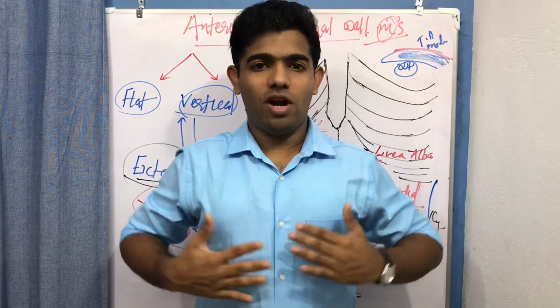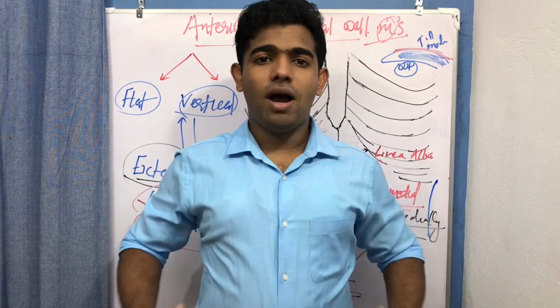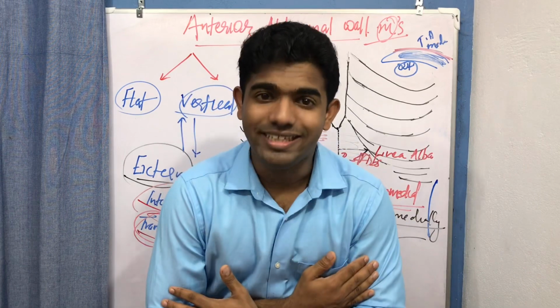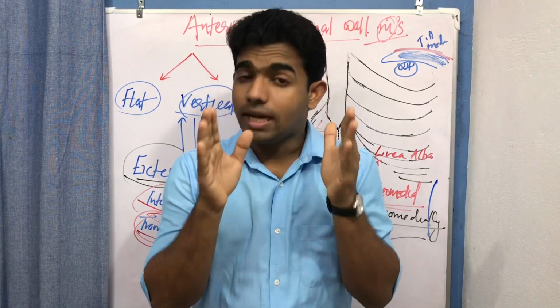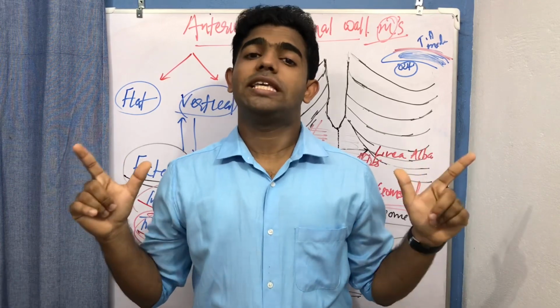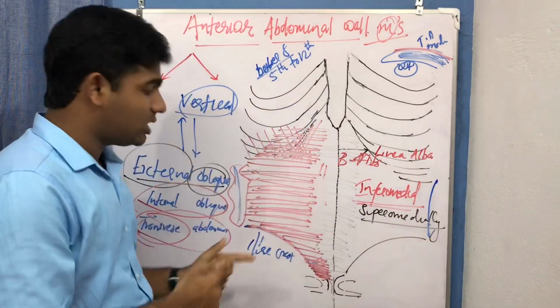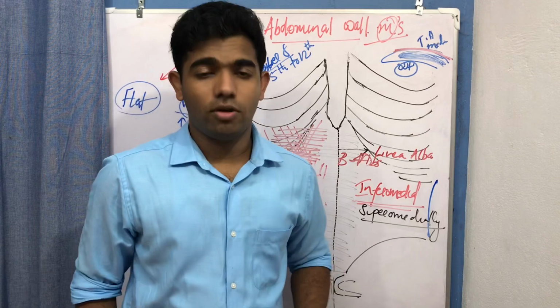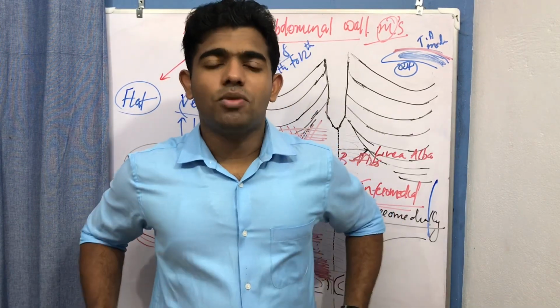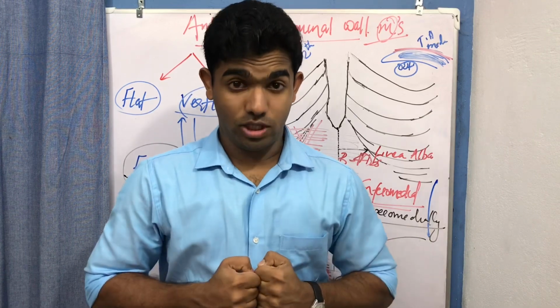All of them are inserted into the linea alba, and in the lower part they are inserted into the pubis and pubic pectineal line. So remember, the internal oblique and the transverse abdominis arise from the thoracolumbar fascia. When I was discussing the internal oblique, I did not mention the thoracolumbar fascia. In fact, the internal oblique also has some origin from the thoracolumbar fascia. You can add that on.